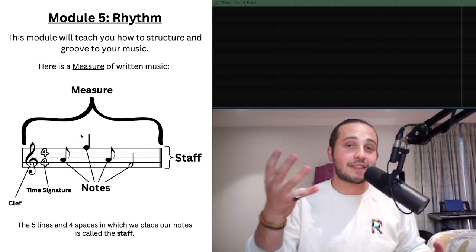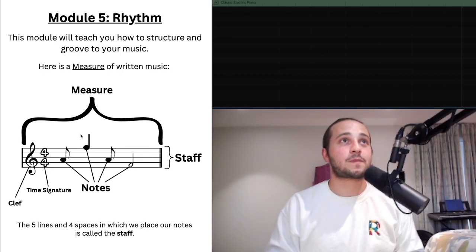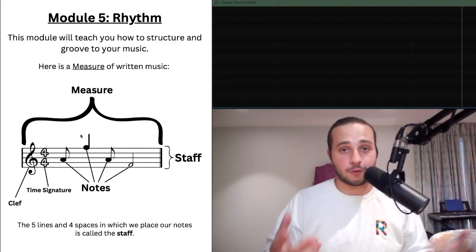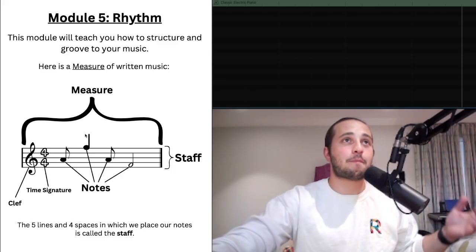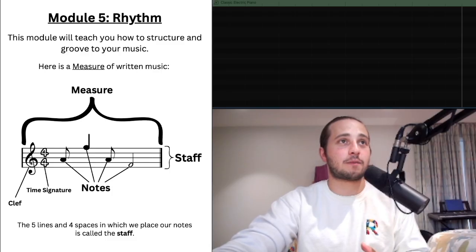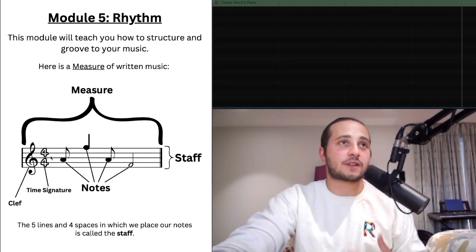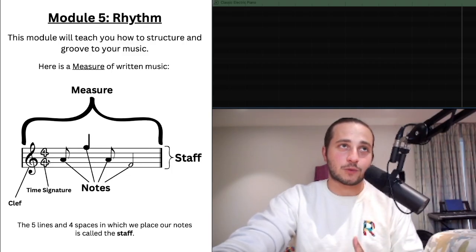All right, our fifth and final module, rhythm. So this module will teach you how to structure and groove to your music. So here is a measure of written music. A measure is the full 4 beats with our time signature, and it's 4 beats because we're in 4/4.